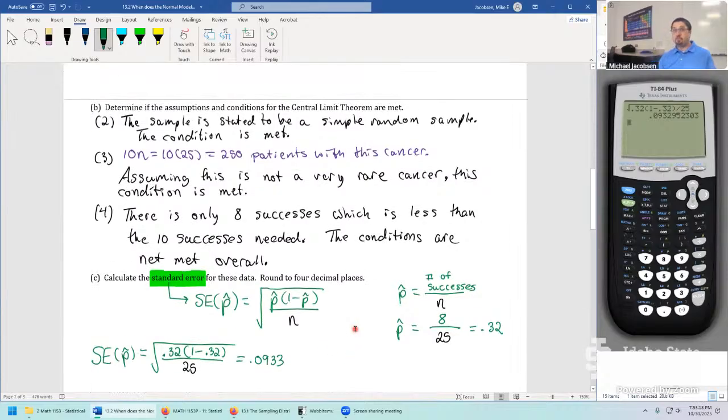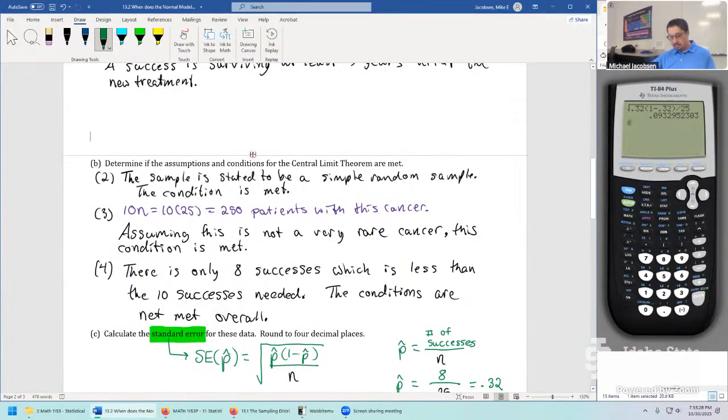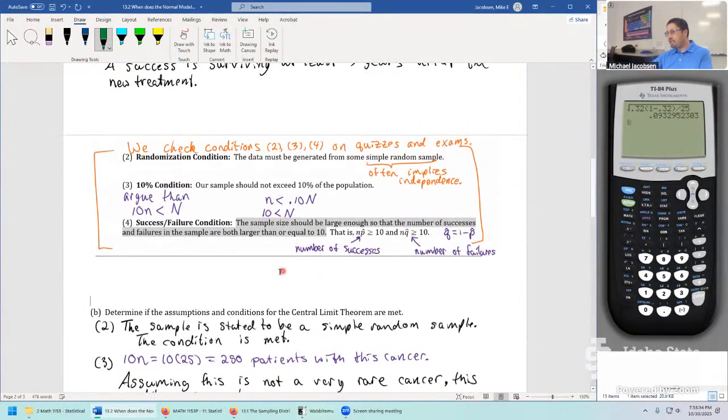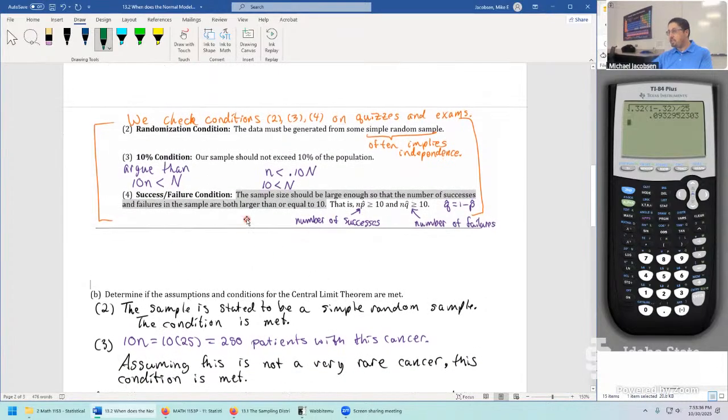Any last questions at all, folks, on running through that first example? Yeah. The number 3 right here? Yeah, absolutely. The logic on this one is honestly pretty tricky in a way. Let me put this here just as a quick reference. So focusing on 3, the 10% condition, the best way to think about what we did there was the statement says our sample should not exceed 10% of the population. Yet we're looking at 250 patients, so that's pretty weird in a way.